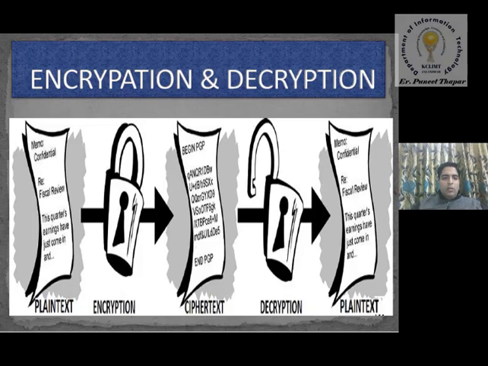You can see that various techniques are used for encryption and decryption. We will discuss them in the next lecture. Here we provide plain text and the encryption key. The encryption key encrypts the data into ciphertext. This ciphertext is the encrypted text, and at the receiver end it is decrypted and becomes plain text again.